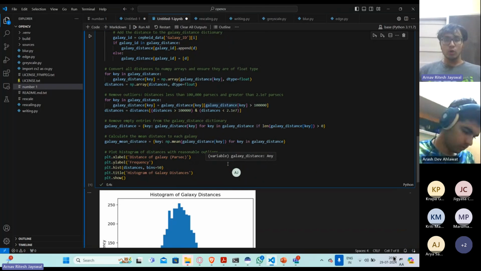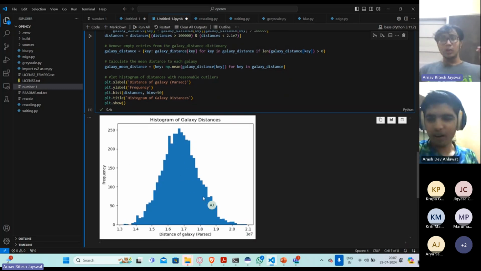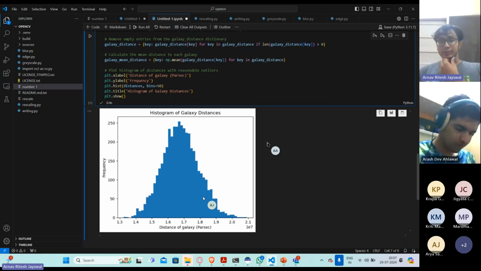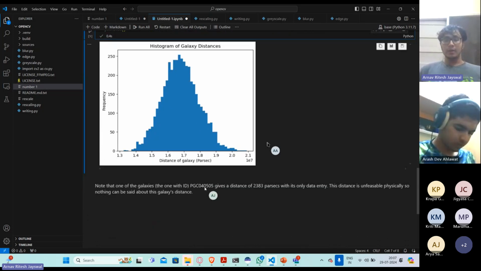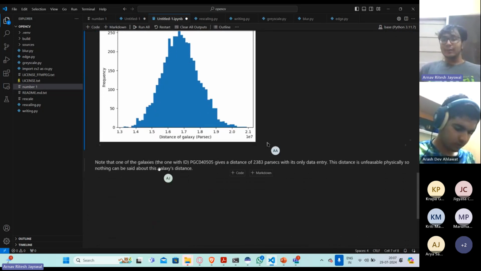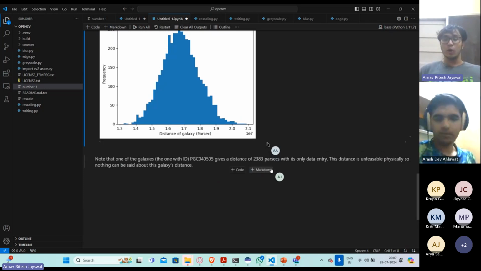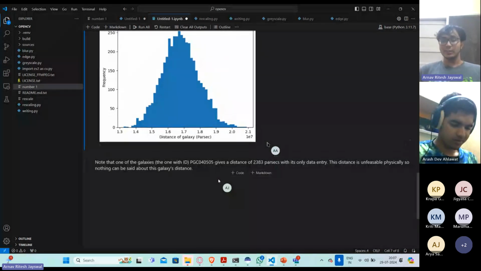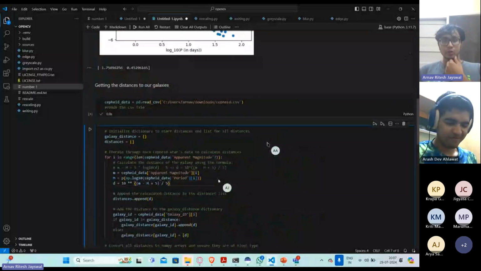So after you do all of this, you get this really nice histogram of the galaxy data, where you get the distance in parsecs, and you also get the frequency, the number of galaxies at that distance. So basically, you took the data provided by Gaia of just the Cepheids, found out the individual distances, and then plotted it. Also, from the data you find out that one of these galaxies has a really small distance of 2383 parsecs, and this is physically unfeasible, so this might be an outlier. This is what we figured out through the code. So this was a basic idea of the code which we used.